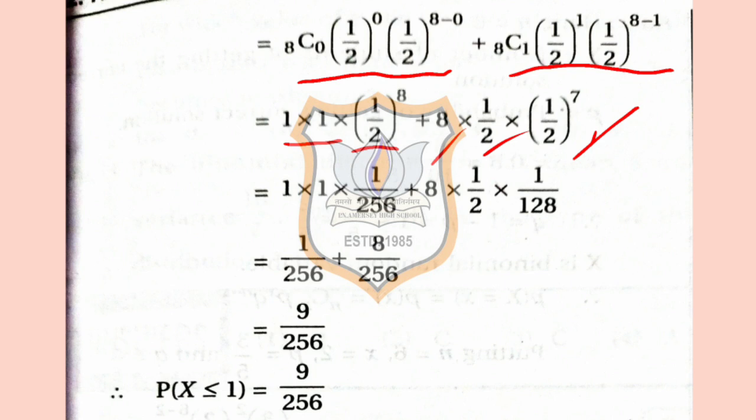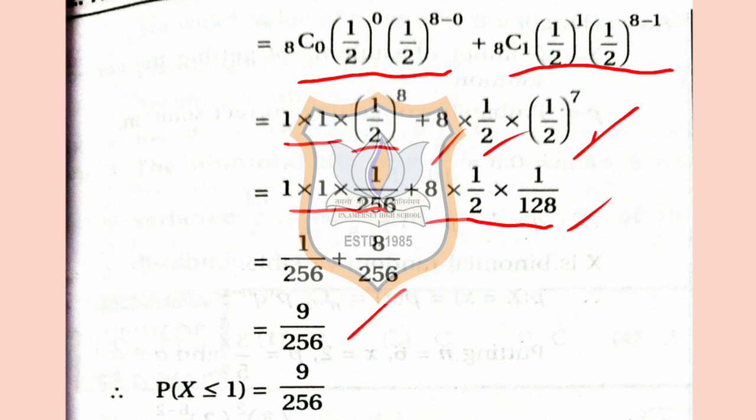Now let's solve it. Half to the power 8 means 2 multiplied 8 times, that is 256. So we will have 1 into 1 into 1 upon 256. Similarly, here we will have 8 into half to the power 7, which is 8 upon 256. So the first term will be 1 upon 256, the second term will be 8 upon 256. Now when we add this, we have 8 plus 1, that is 9. So we will have 9 upon 256.